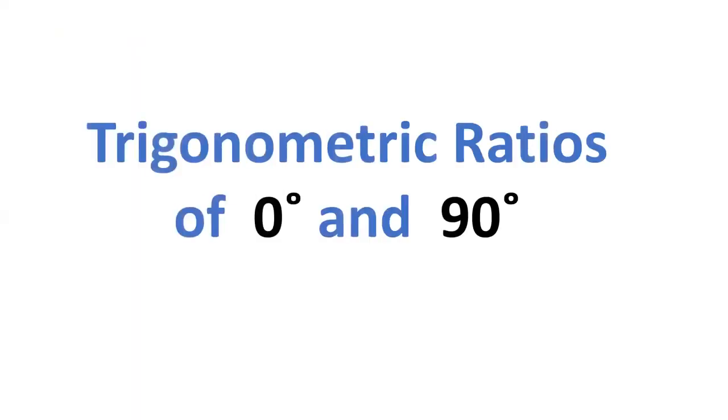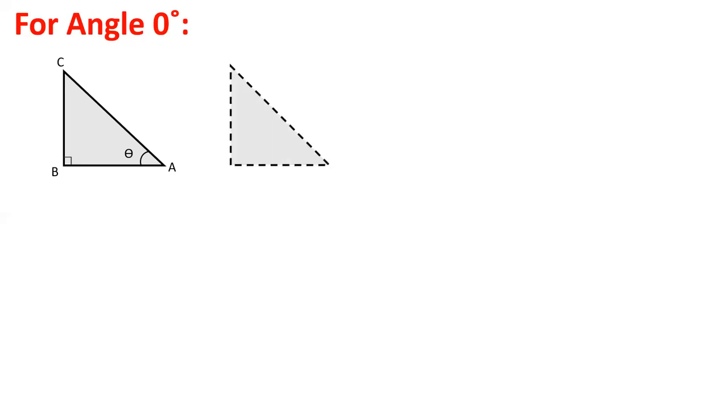Today we'll see trigonometric ratios of 0 degree and 90 degree. First, we'll take angle 0 degree. For that, we need to take a right angle triangle. See here, angle A, I will call it theta. Now in this triangle, I will try to reduce theta and then see what happens with BC. This is the original triangle and here I have reduced A, that means angle theta.